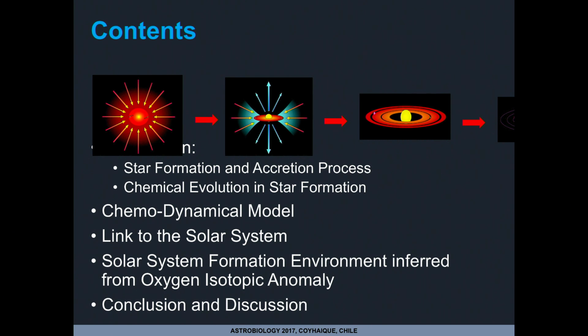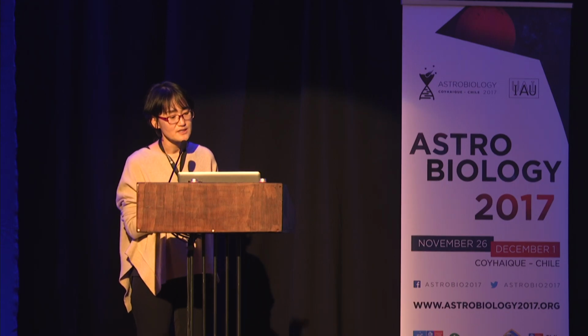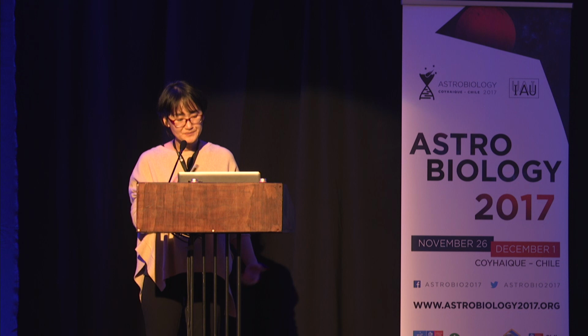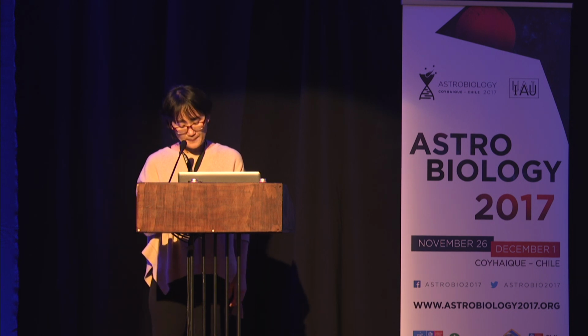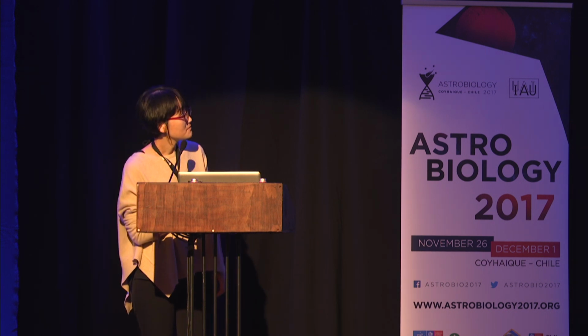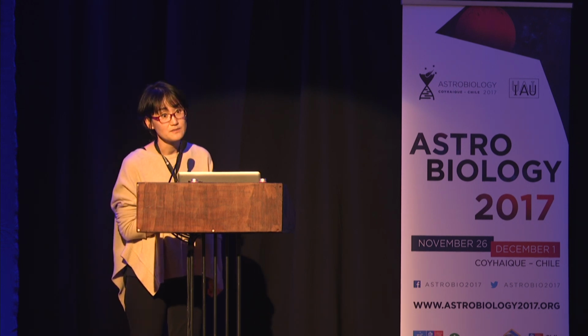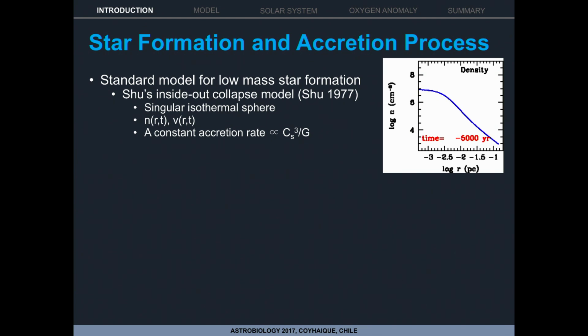In this talk, I'll introduce the accretion process in low-mass star formation, and I'll introduce my chemodynamical model to calculate the chemical evolution in the collapsing core, and I will link the result to understand the environment of solar system formation. The standard model for low-mass star formation was developed by Frank Shu in 1977.